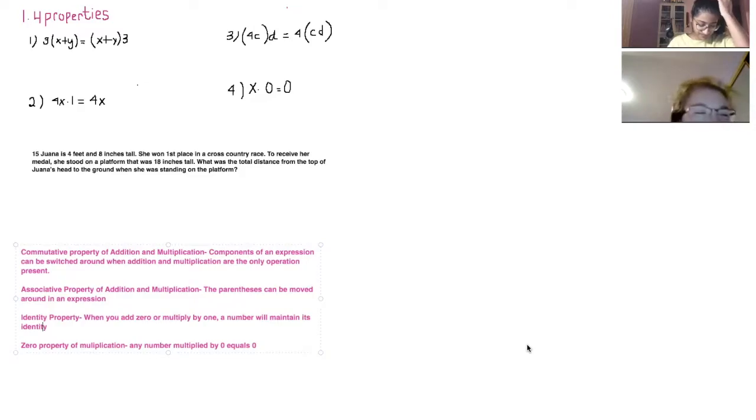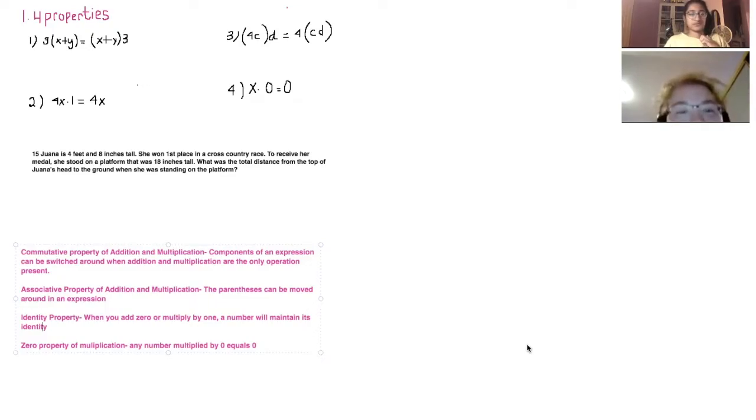So number 1 is an example of the commutative property of multiplication, because as you can see, the component 3 and the component x plus y is switched around. The second example that we're going to do is 4x times 1. So this is an example of the identity property of multiplication, as you can see, because 4x is multiplied by 1 and it still equals 4x.